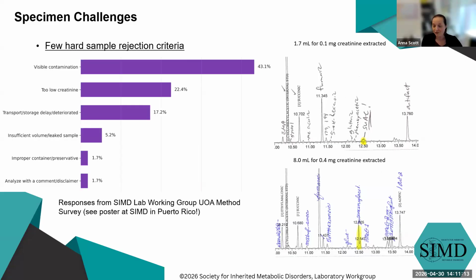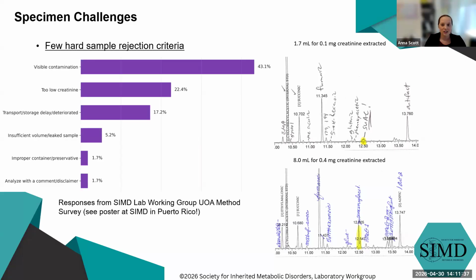Unknown to me at the time, the family was warned the sample might be considered insufficient volume, so they were sent home with a urine collection bag. And subsequently, an additional 8 milliliters of urine, very, very similar concentration, came in. We were able to extract that and see the exact same signal. It was much more bold, as you can see in the bottom picture.